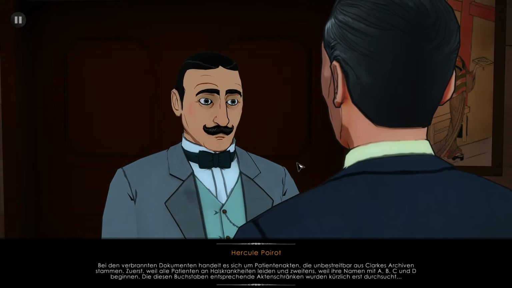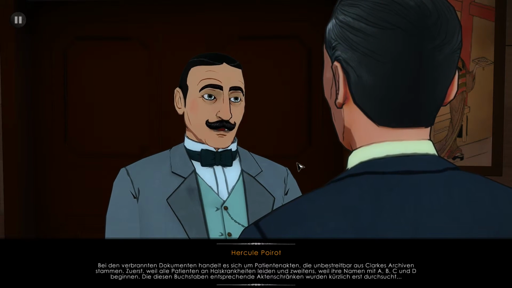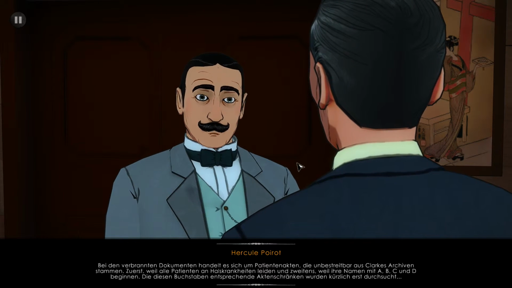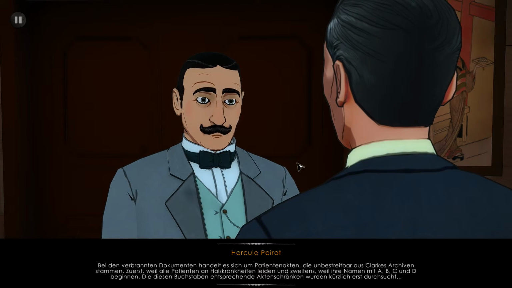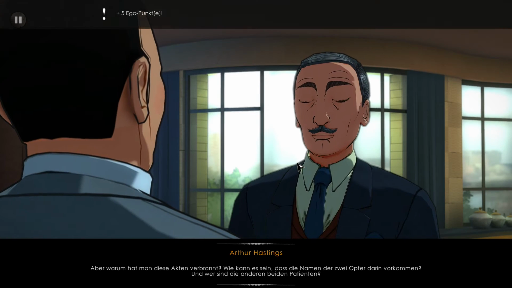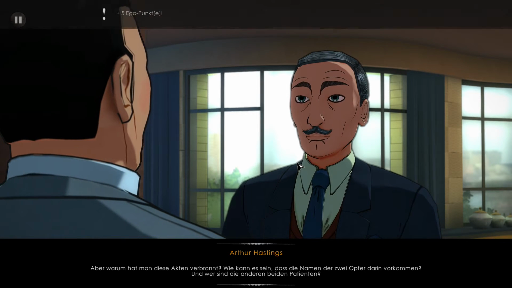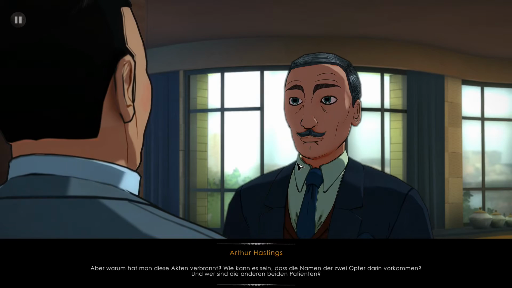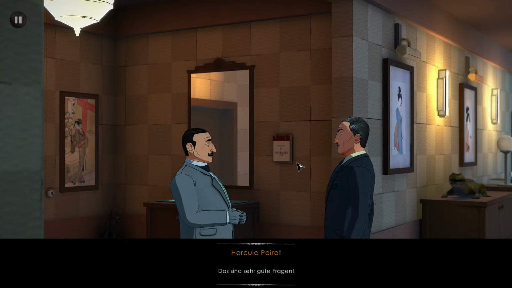First of all, because all the patients have throat conditions. And secondly, their name starts with either A, B, C or D. And it is precisely the files that match these letters that have been tampered with. But why burn these files? How come the names of the two victims appear on them? And who are the two other patients? These are very good questions.